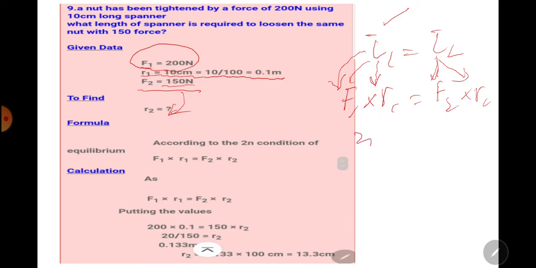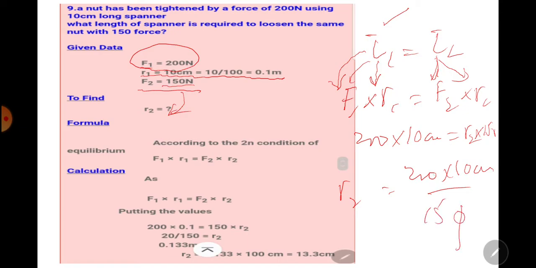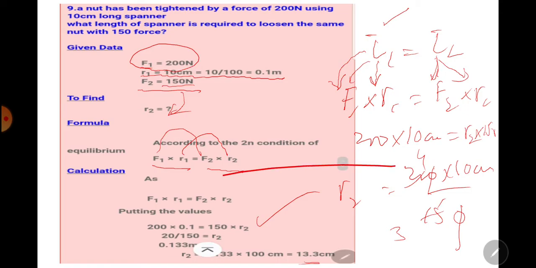So you will write 200 multiplied by 10 centimeter is equal to R2 multiplied by 150. So R2 is equal to 200 multiplied by 10 centimeter divided by 150. 0 is cancelled with 0. 5 threes are 15, 5 fours are 20, 40 divided by 3, it's most probably 13 point something. Here torque produced by F1 will be equal to torque produced by F2. If forces are different, moment arm will be different. You can use this equation to solve this one.